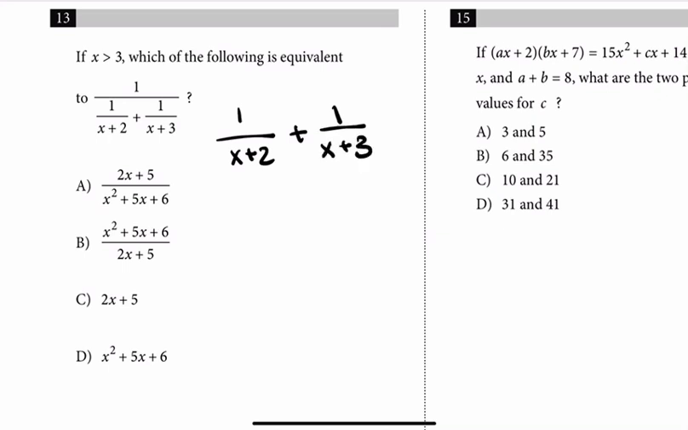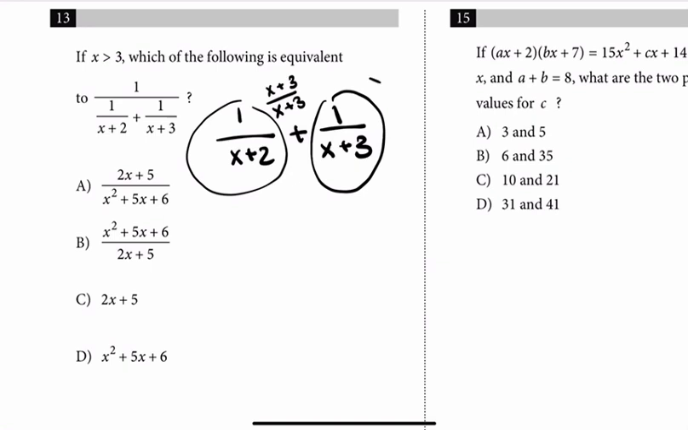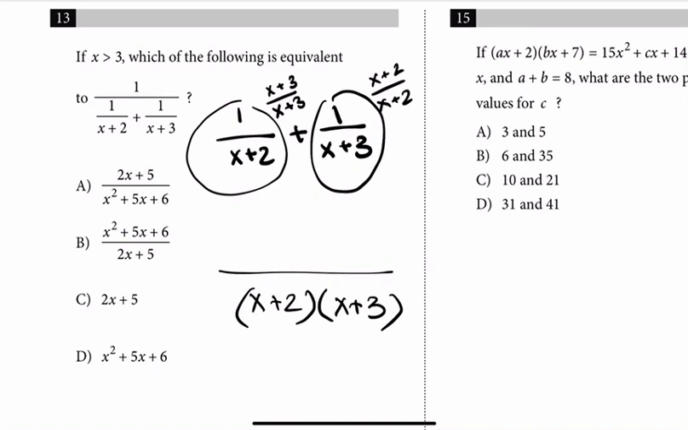So you can multiply this by x plus 3 over x plus 3. And you want to multiply this by x plus 2 over x plus 2. So that in the denominator, you have a nice and friendly denominator that's x plus 2 times x plus 3. So then you're going to multiply each of those by the opposite one. So when you multiply this by this, 1 times that is just going to give you x plus 3 in the numerator. And then same thing here. x plus 2 times 1 is just going to give you x plus 2 here.